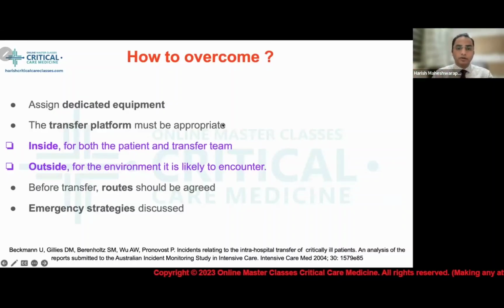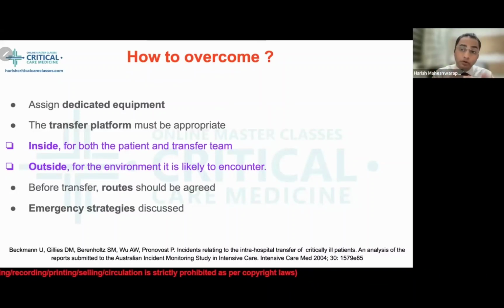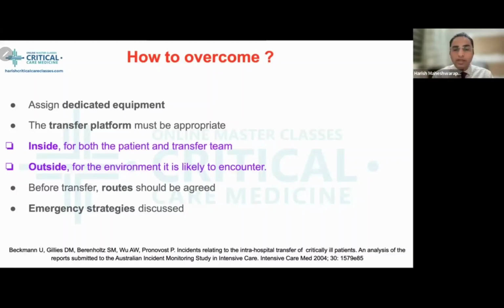The transfer platform must be appropriate. Whether we are going by road, or it may be a bed transfer, or an air transfer, that platform should be appropriate for that particular patient. Suppose you are planning to travel 1,000 kilometers, then it may not be appropriate to transfer the patient by road. Obviously you are going to have a lot of mishaps in terms of technical failure and all. So, inside, for both patient and transfer team, we need an appropriate platform.